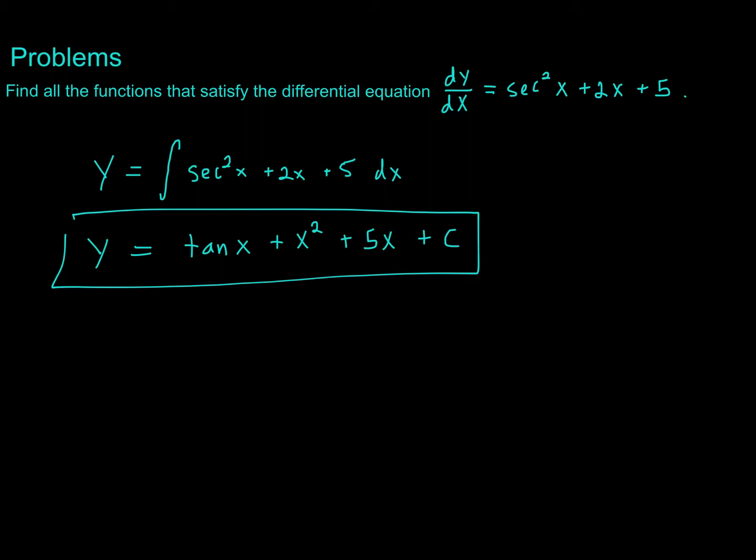And notice how I use the term family. That is in reference to the fact that I could have any of infinitely many choices for my constant c. When I differentiate this back, taking the derivative with respect to x of both sides, I will get this differential equation. And you can see that clearly here.